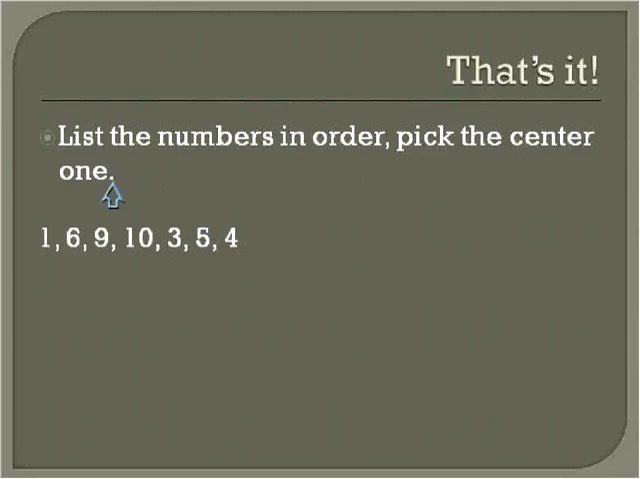You'll list the numbers in order. You pick the number in the center. That's all the median is. So we have a list of numbers here. Let's list them first in order. We rearrange these numbers so that they're all from least to greatest. And now we just pick the one right in the center. Boom. 5. 5 is our median.